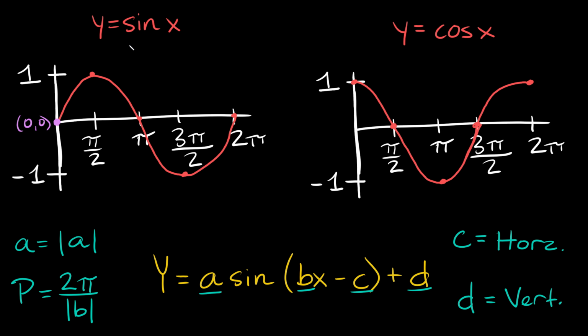And the way I remind myself that sine is the one that starts at 0 is that it kind of sounds the same, right? Sine, 0. Sine, 0. So sine starts at 0, and on the other hand, cosine starts at positive 1, right?